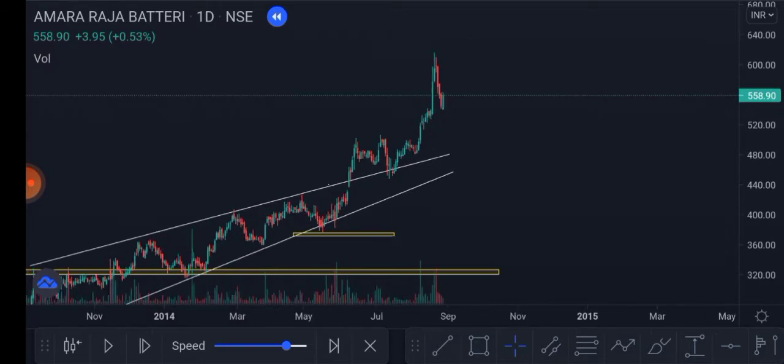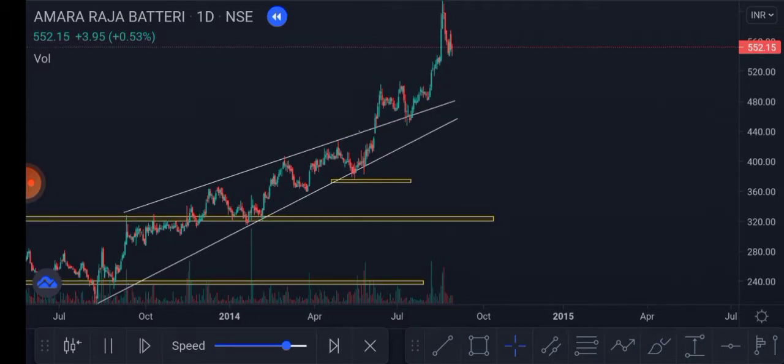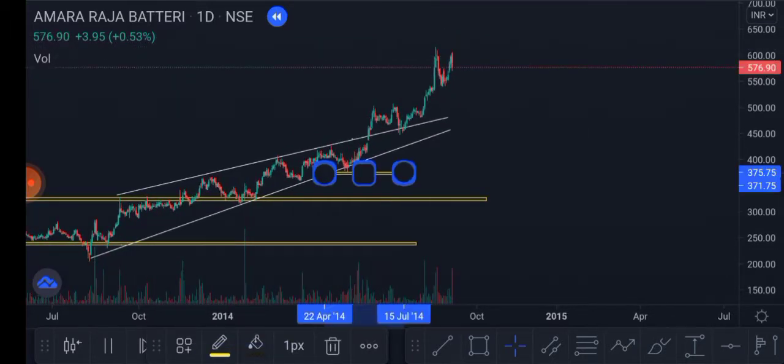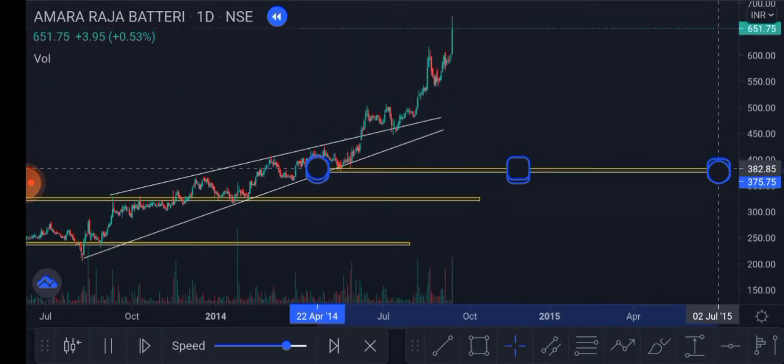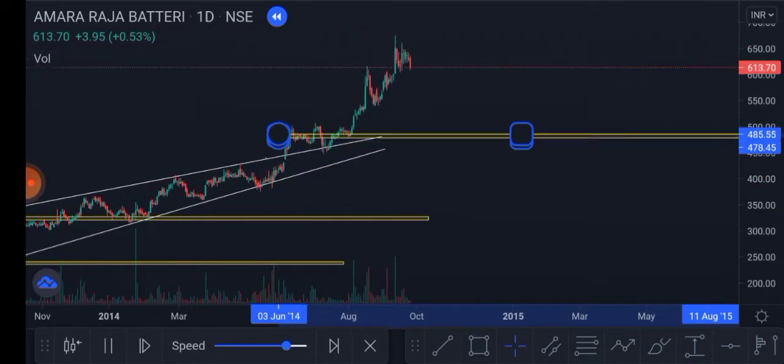Okay, let's go with another pattern. Let's wait what it will form. But my major area of interest is this now. This is the major area of interest now. Okay, I'll shift it to here.